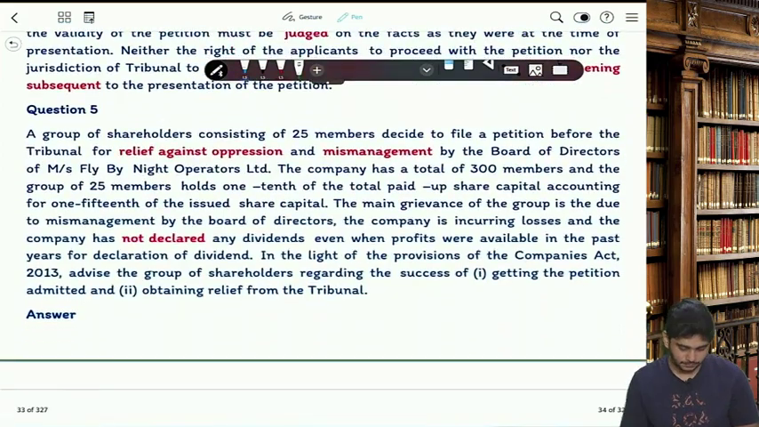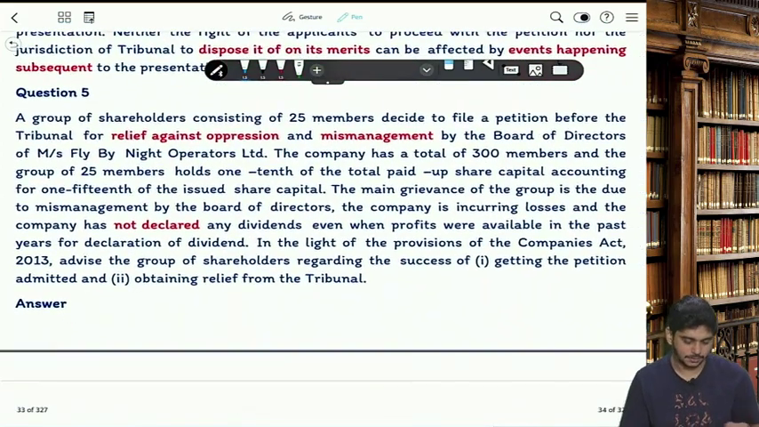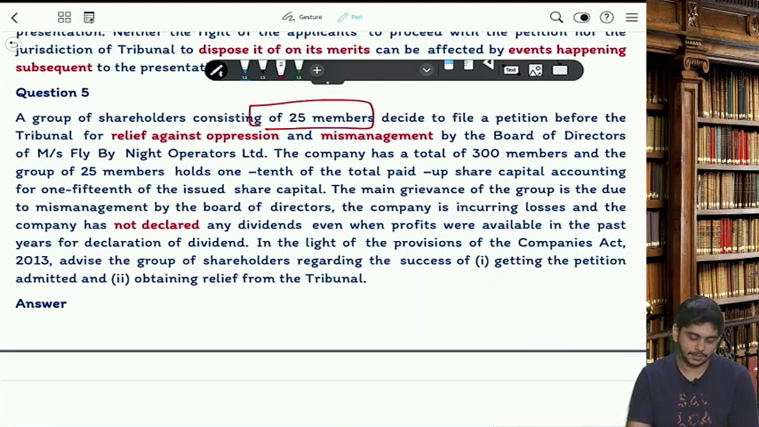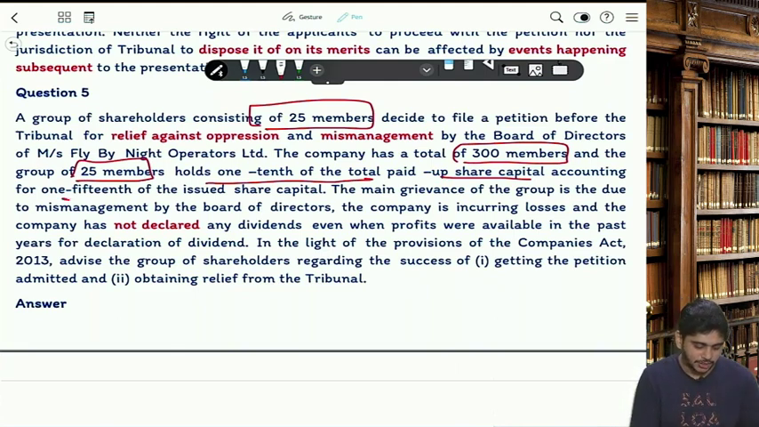Next. Question number 5, asked twice in the exam. A group of shareholders consisting of 25 members decides to file a petition before the T for relief against oppression and mismanagement by the board of Messrs. Fly-by-Night Operators Limited. The company has a total of 300 members and the group of 25 members hold 1/10 of the total paid up share capital, amounting to 1/15 of the issued share capital.